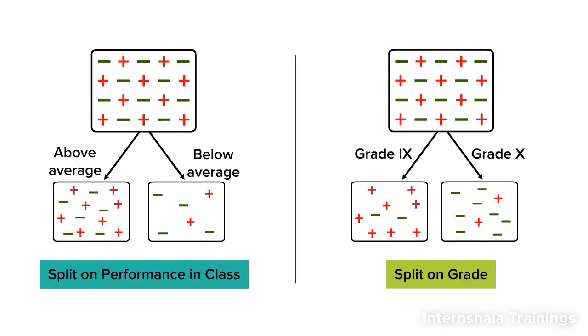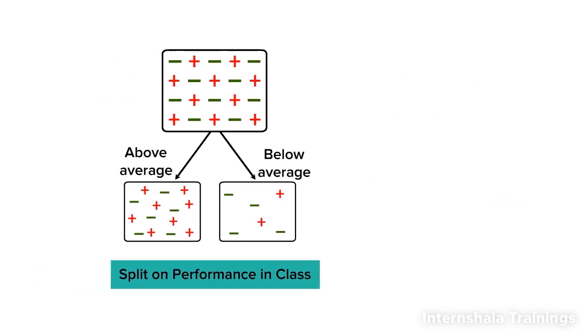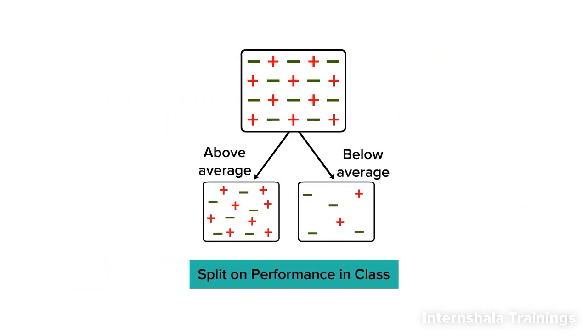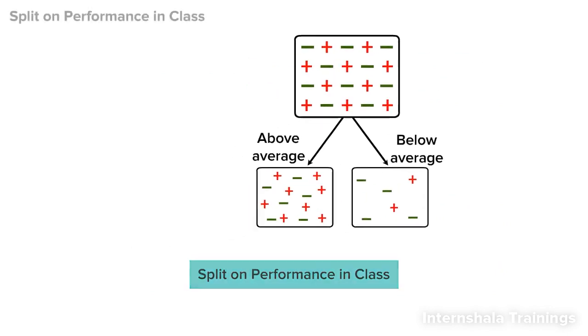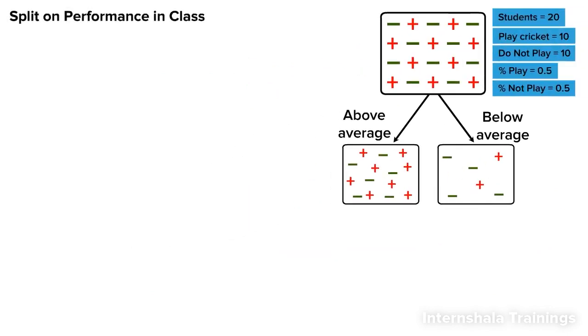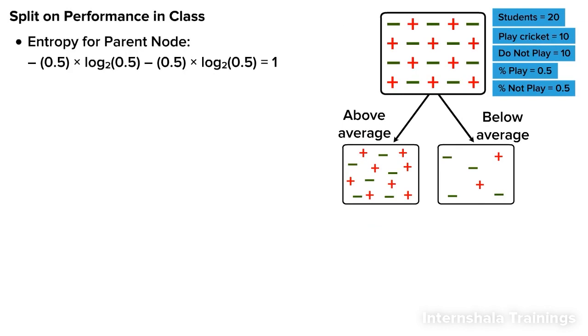Let's use these two splits and calculate the entropy for both of the splits. Let's start with the split on performance in class. This is the split that we got based on the performance in class. The first step is to calculate the entropy for the parent node. The probability of play and do not play cricket is 0.5 each, as 50% of total students play cricket. So the entropy for the parent node will be 1.